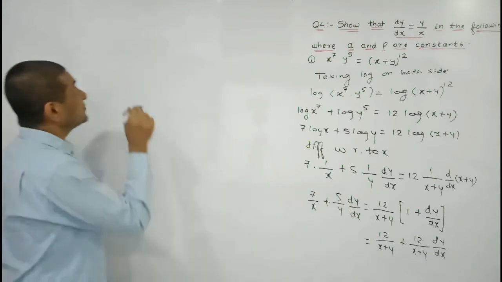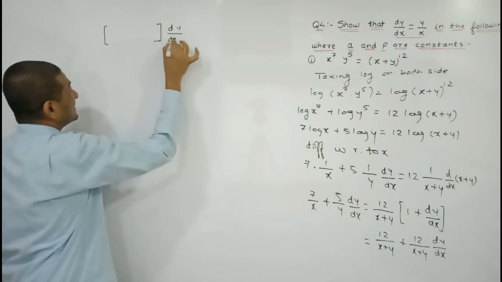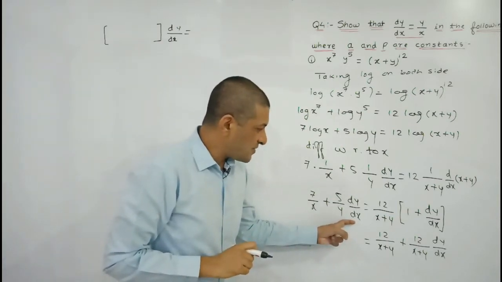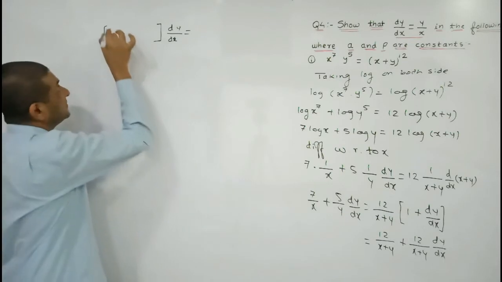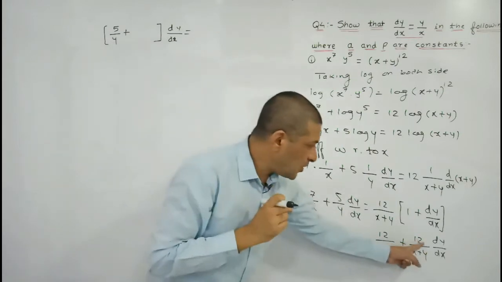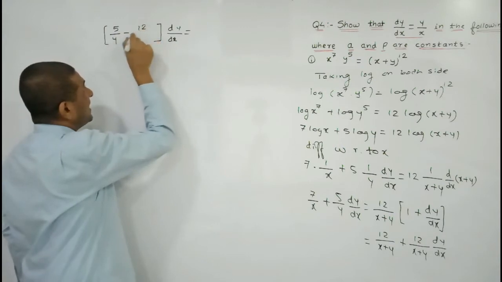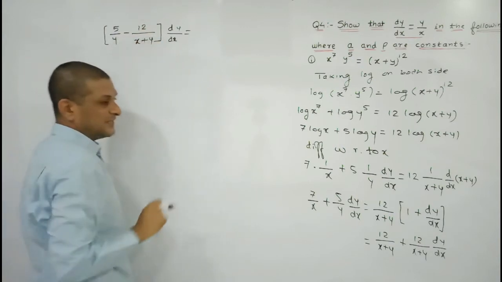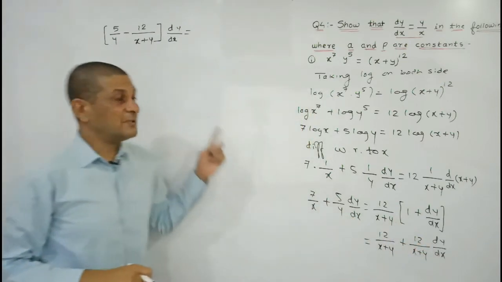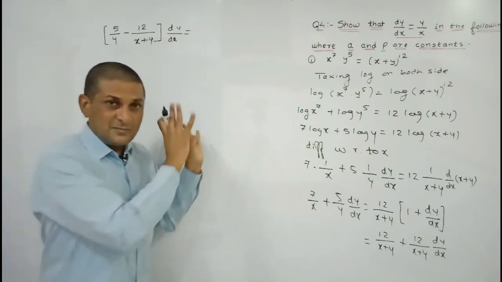Now we are collecting the terms of dy by dx on one side. Already we have observed that two terms of dy by dx are there. Just simply take dy by dx common from these two terms. If I take dy by dx common, from this first term its coefficient will be equal to 5 upon y. Plus, keep it as it is. Now this plus term on this side will become minus, isn't it? So what will we get here? Minus 12 upon x plus y. Just simply two terms of dy by dx are there, first term and second term. We have collected the terms of dy by dx and taken dy by dx common from these two terms. Now collect all remaining terms on the right hand side.